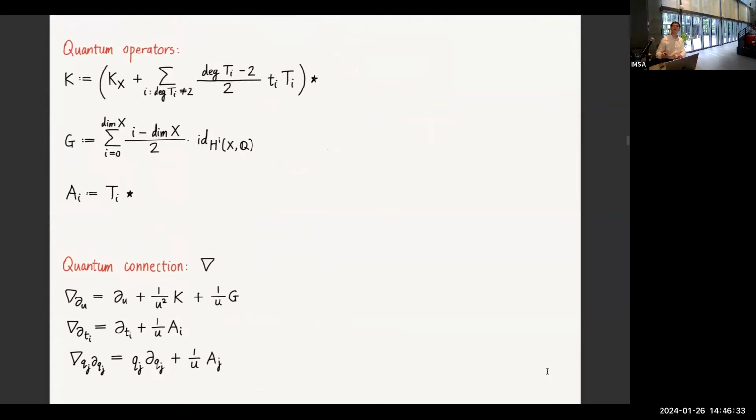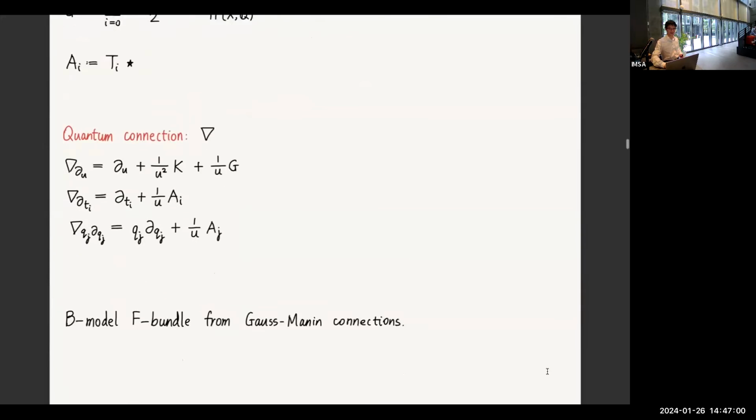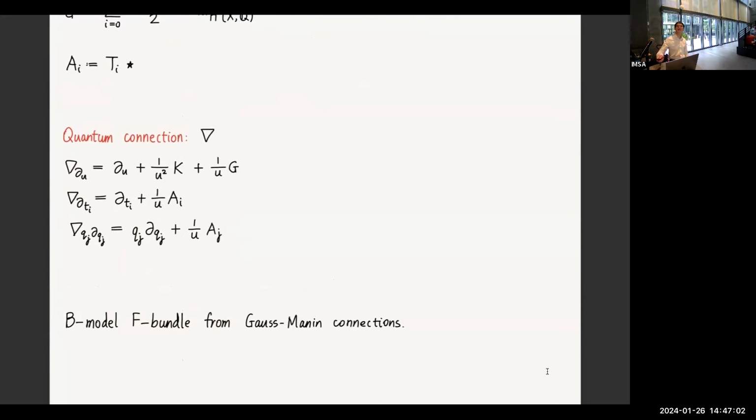And this gives us the F bundle, the A model F bundle for a smooth projective variety. And the flatness of this connection follows exactly from the associativity of the quantum product, which is from the WDVV. Okay, so far it's just a review of notations.